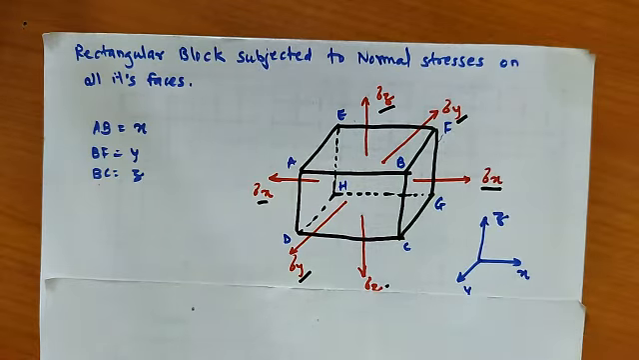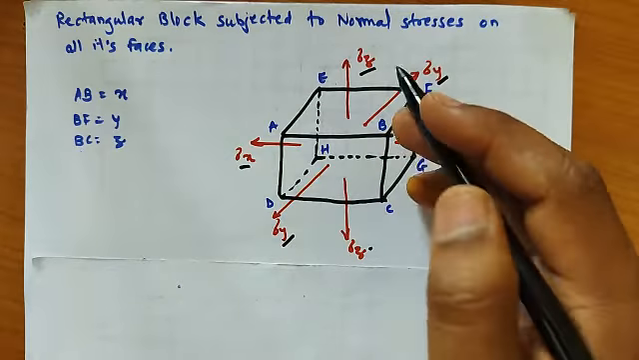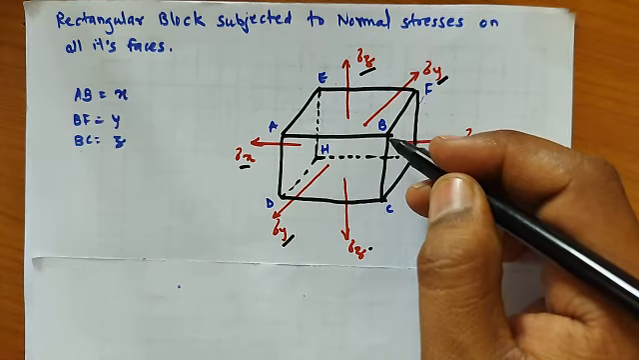Now we will see that when the force is applied, there will be some strains. In the x direction, the AB distance will be elongated. If you consider the y-directional stress, then the BF distance will be elongated. If you consider the z-directional stress, then the BC distance will be elongated.